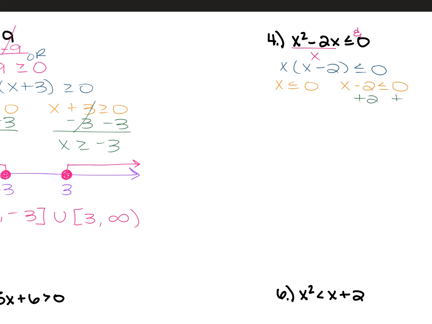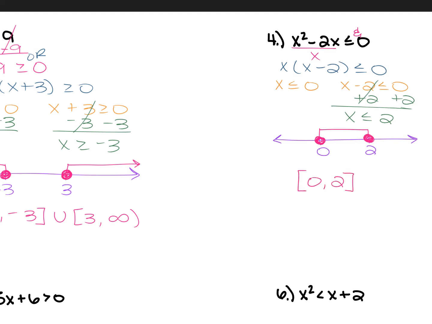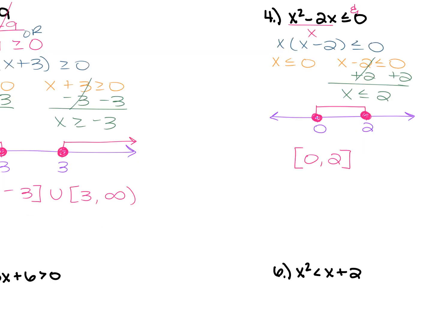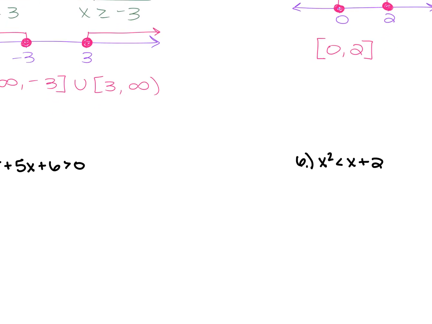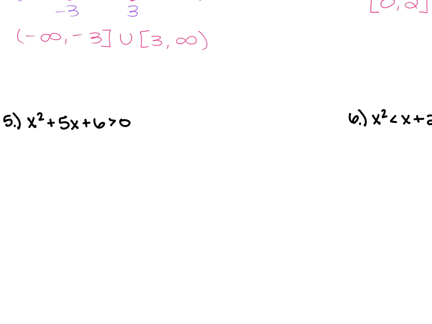Move your 2 over, add it to both sides. That gives you x is less than or equal to 2, as well as x is less than or equal to 0. So on our number line, our 0 is to the left, our 2 is to the right. We're going to have closed circles on both of these since it's also equal to. And we said from the beginning it's less than, and our line is going to connect the two circles. So that means that your interval notation is just going from 0 to 2, including both the 0 and the 2.